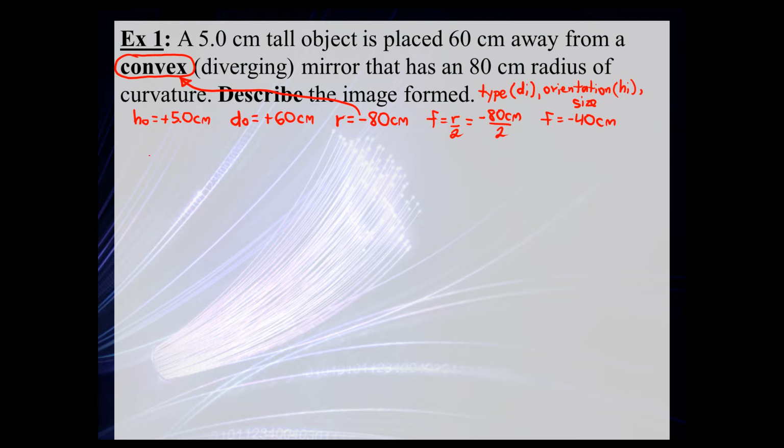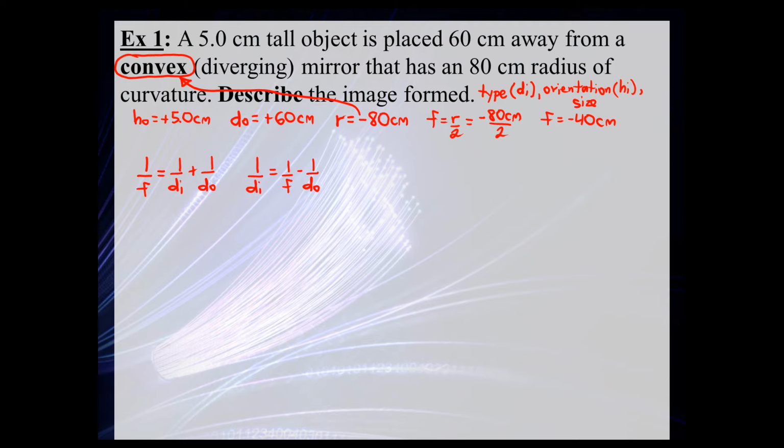All right, let's start off with the equation. 1 over f is equal to 1 over di plus 1 over do. I want to solve for di because it's going to tell me the type of image. So let's subtract 1 over do from both sides. So I'd have 1 over di is equal to 1 over f minus 1 over do.